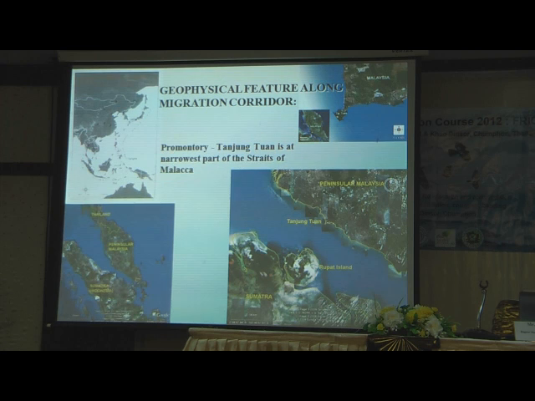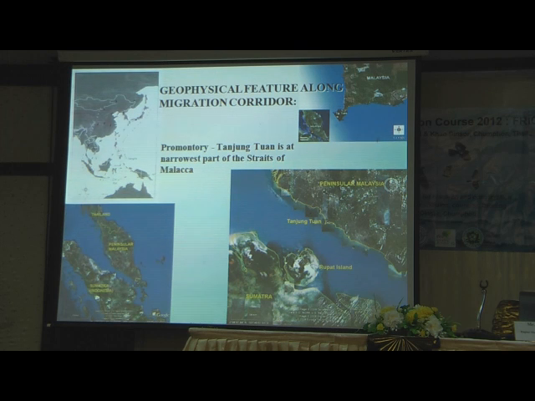And the closest route between Peninsular Malaysia and Sumatra is at a cape called Tanjung Tuan. And the next landmass in Sumatra is this big island, Rupat Island, which is where AARCN is actually doing autumn migration monitoring right now. And the distance is about 40 km.